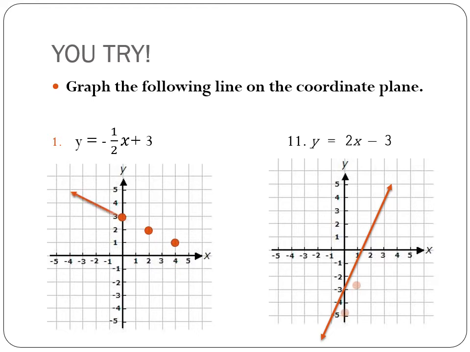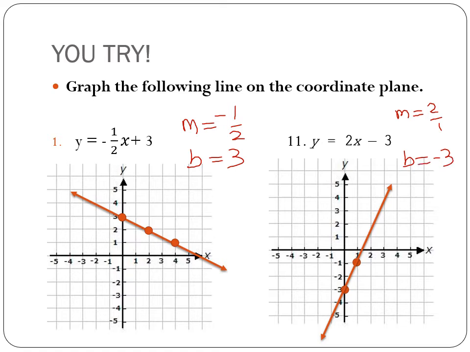So you should go ahead and try these two. Here are your answers here. For number 1, the slope is negative 1/2. The y-intercept is 3. For number 11, the second question on here, the slope is 2. Again, you can think of it as a fraction. I think it helps. The y-intercept is negative 3. All right, so check your graph, see if you did them right.